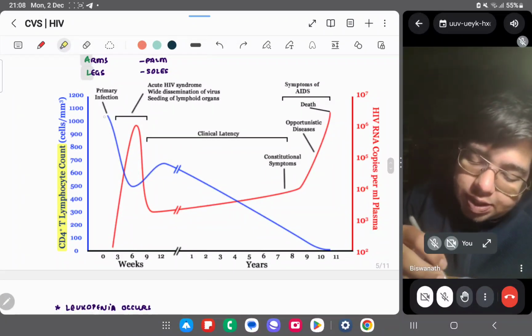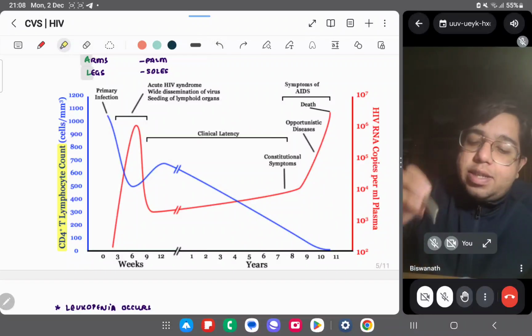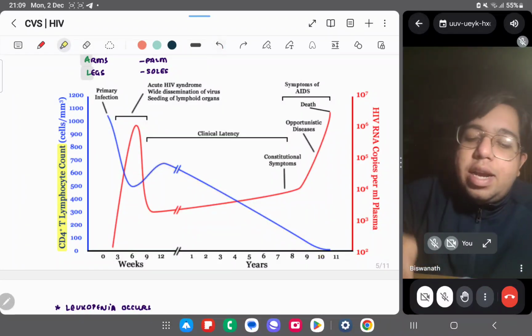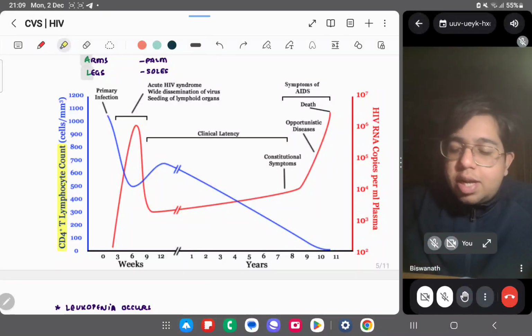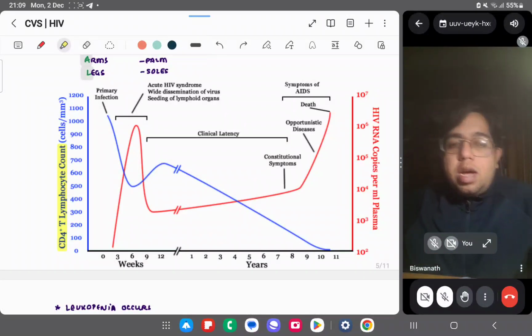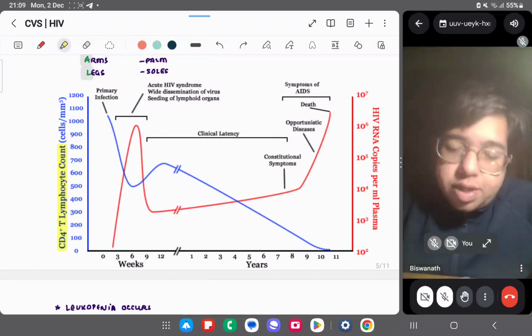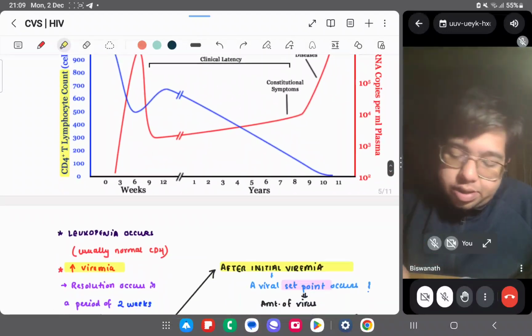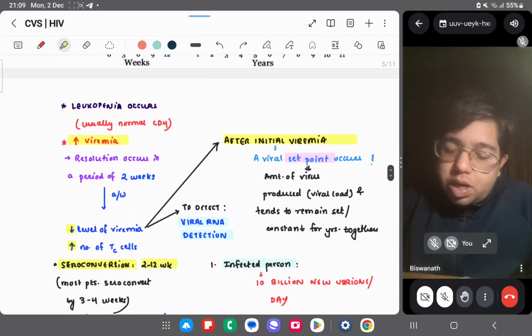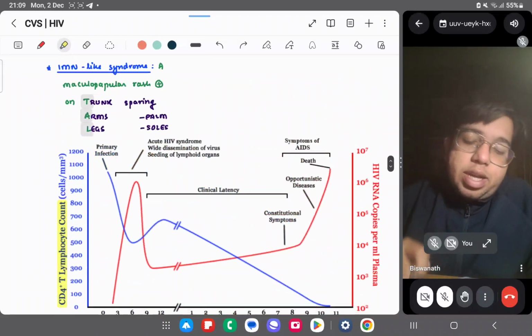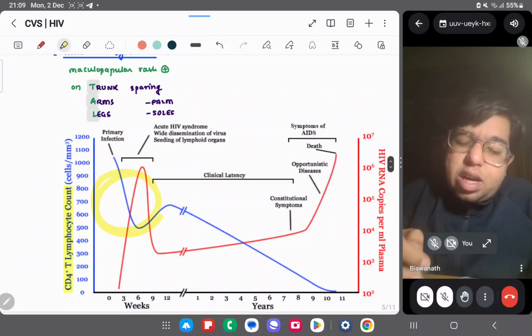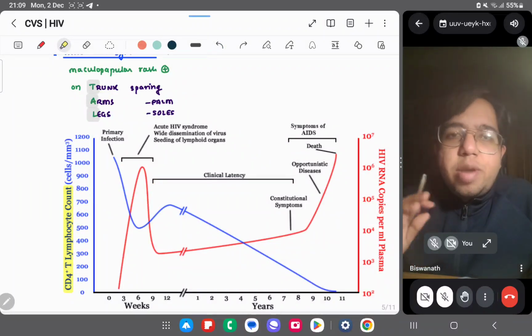CD4 counts here are the least, and CD4 counts start decreasing. We have a variety of symptoms at less than 200, less than 50. Like this, we have a lot of symptoms, which we'll see in the next sessions. Here, leukopenia usually occurs in this part. We have nearly normal CD4 counts.